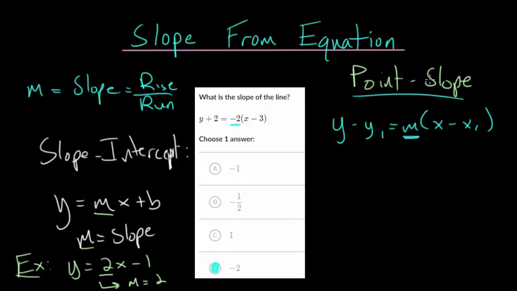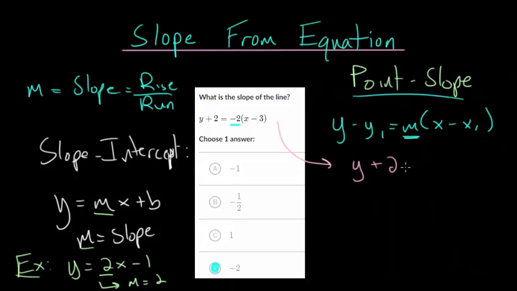So you could compare it to your point-slope form, and in this case, if you know this, it's actually pretty quick to solve it. Or you can solve it for your slope-intercept form, and then whatever the coefficient on x is, that would be your slope. So let me do it the other way, just so that you can see that as well.